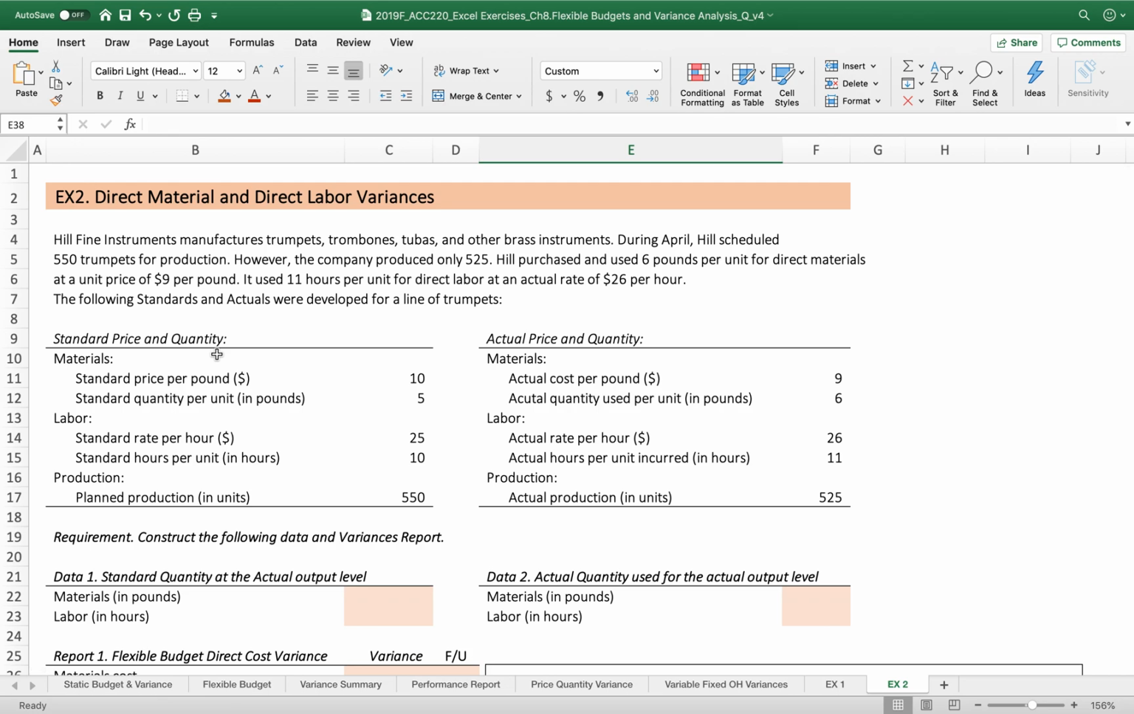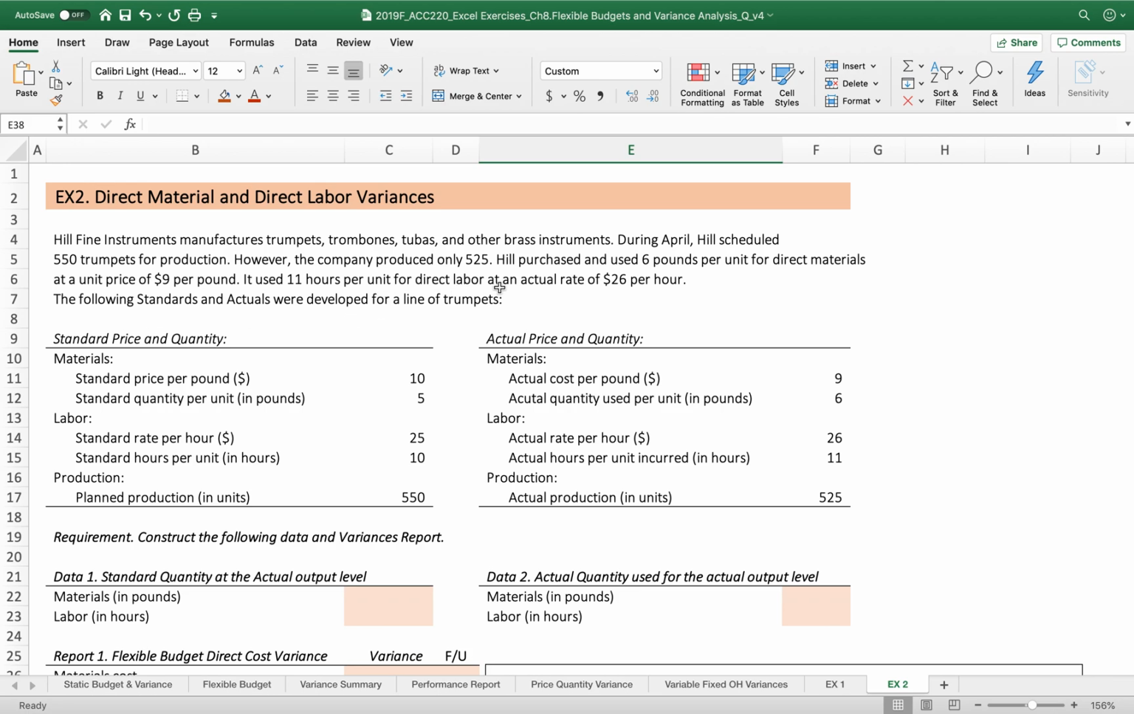Even though we already covered it during the class, I realize many students are still struggling with figuring out that question, because we have too much information in it: standard prices and quantity information, and actual price and quantity information. Anyway, let's start by reading the question again. The Hill Fine Instruments manufactures trumpets and trombones. During April, the Hill scheduled 550 trumpets. The schedule means the production budget, right? They expected to produce 550 trumpets.